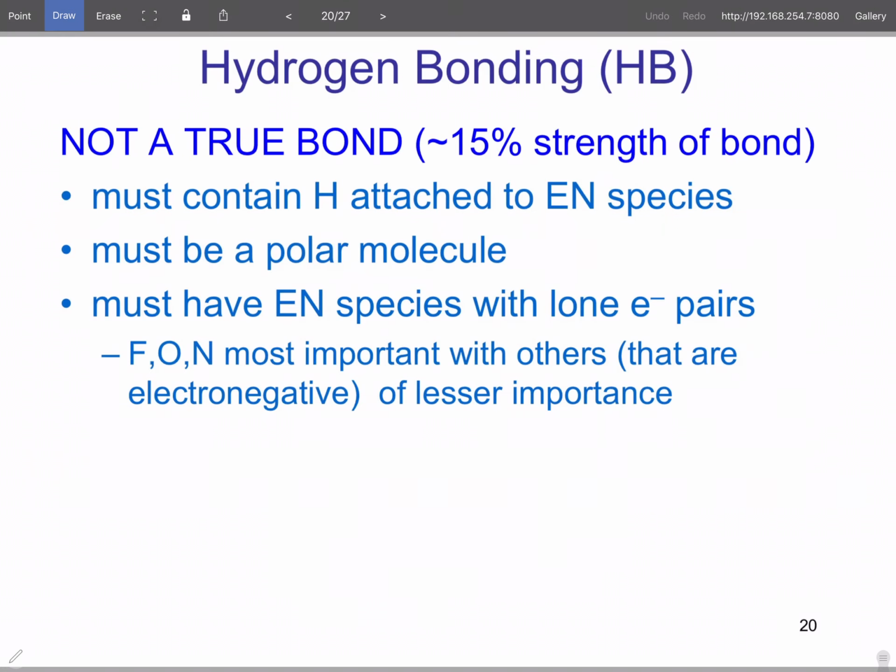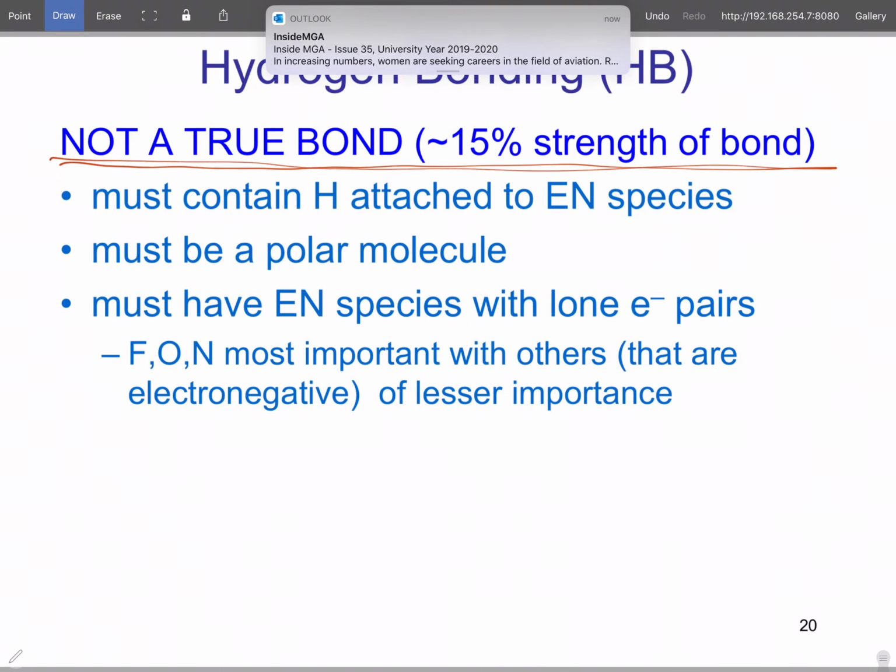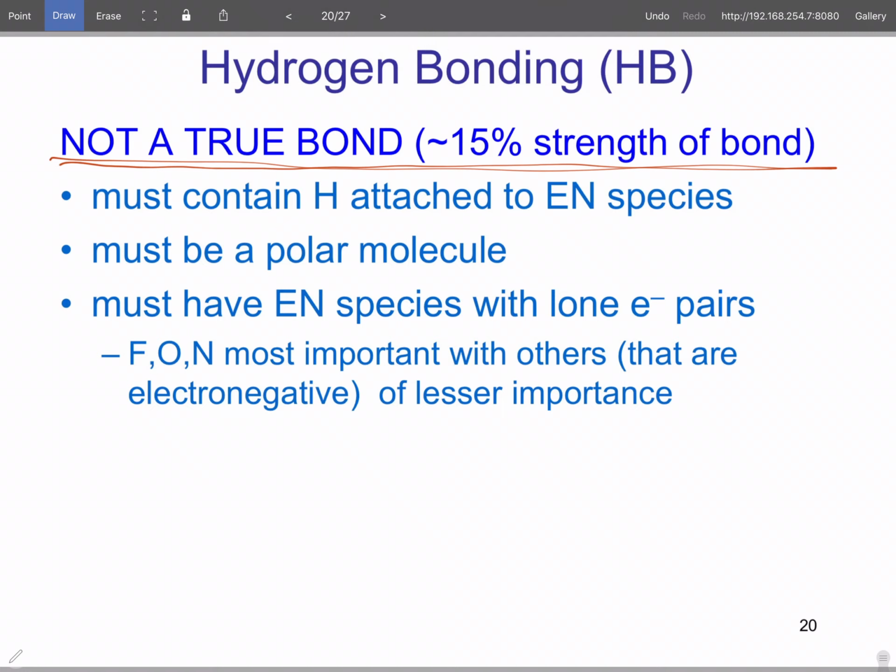Okay, so the next one is hydrogen bonding. Okay, remember we stated this before. It is not a true bond. It's only about 15% of the strength of a bond. And there are three things associated with hydrogen bonding. First off, you must contain a hydrogen attached to an electronegative species. You must be a polar molecule.